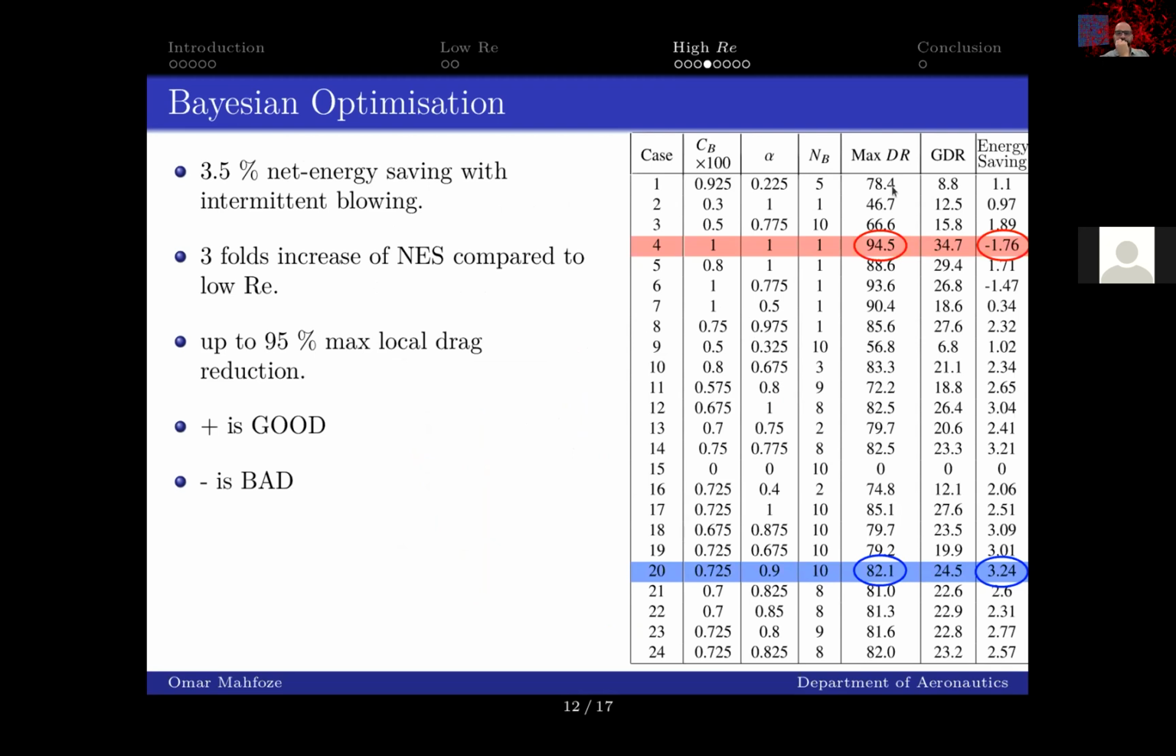This is the summary of all the iterations that we did with the Bayesian optimization. We have 24 iterations, and we found that at iteration number 20, we can achieve net energy saving over 3%. That can be done using intermittent blowing, where we have 10 blowing batches inside the control region, and blowing intensity 0.7% with duty cycle 90%. And that can achieve also 82% maximum drag reduction locally.